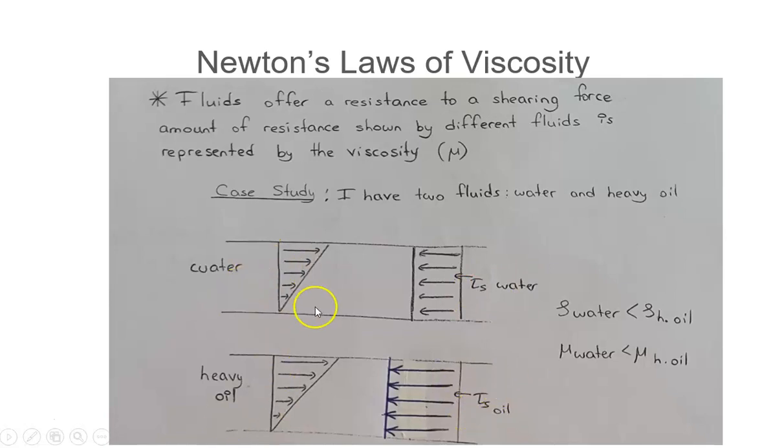Okay, when you compare both of them together, because we know that oil is heavier than water, what you will find is that the mass density of water is less than the mass density of oil, and then the viscosity of water certainly is less than the viscosity of oil or heavy oil.